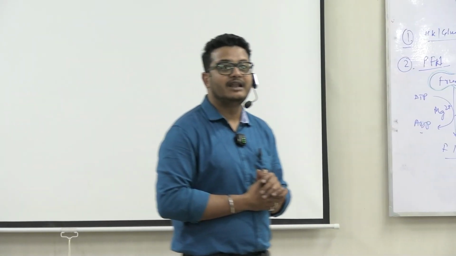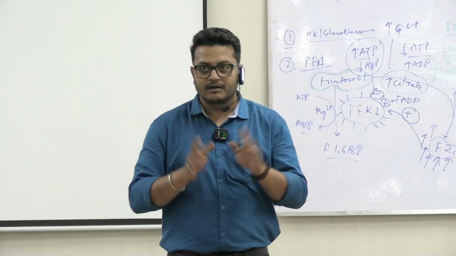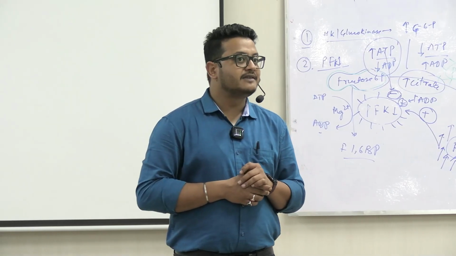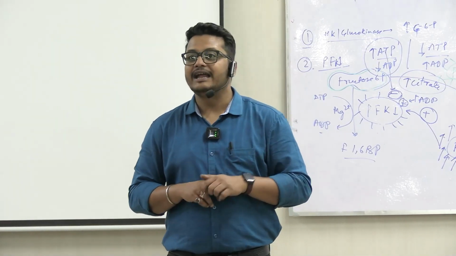If there is a deficiency of an enzyme called pyruvate kinase in the RBC, we know that the RBC is totally dependent on glycolysis for the production of energy. Yes or no? If glycolytic enzymes like pyruvate kinase are not there, glycolysis will stop. There will not be any glycolysis. As a result, the production of ATP in the RBC will get hampered. Because of that, the RBC will lack ATP.